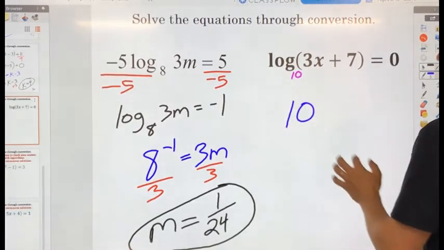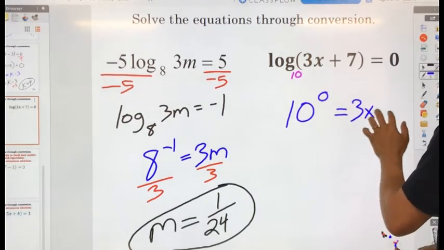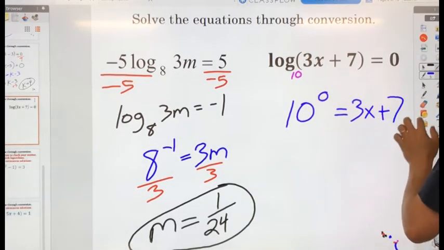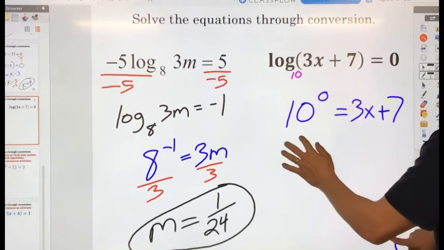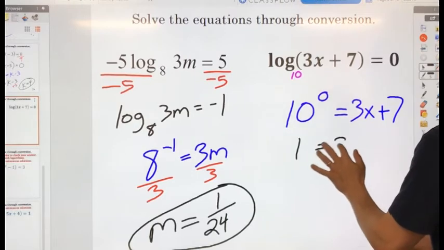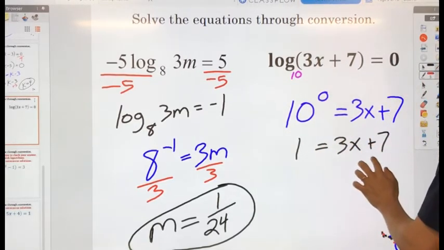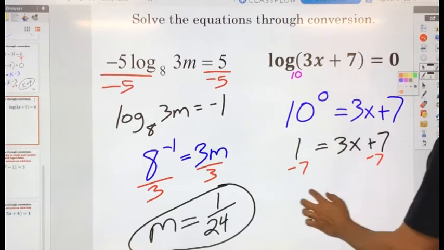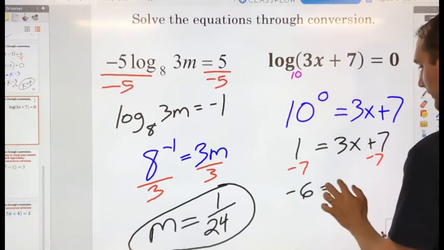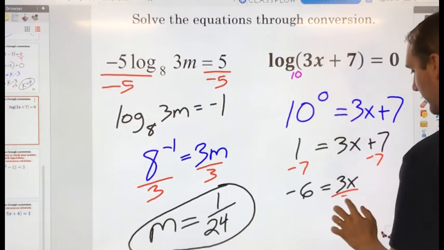10 to the power of 0 equals 3x plus 7. All right, let's solve for x. 10 to the power of 0 equals 1 equals 3x plus 7. And now let's subtract 7 on both sides. I get -6 equals 3x. And last but not least, divide by 3.